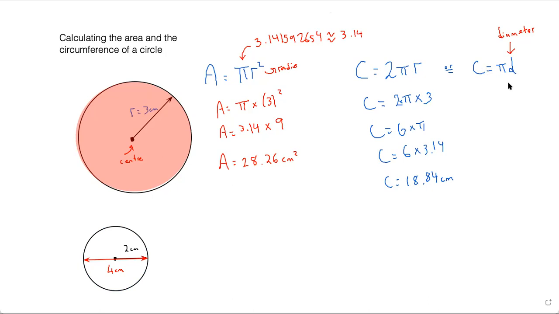So we know that we're going to get the same answer. Pi is 3.14. The diameter would be twice the radius, which is 6. So we can see that we would also get 18.84 centimeters. Again, use pi if you want to be more exact, but just write whatever you're using.